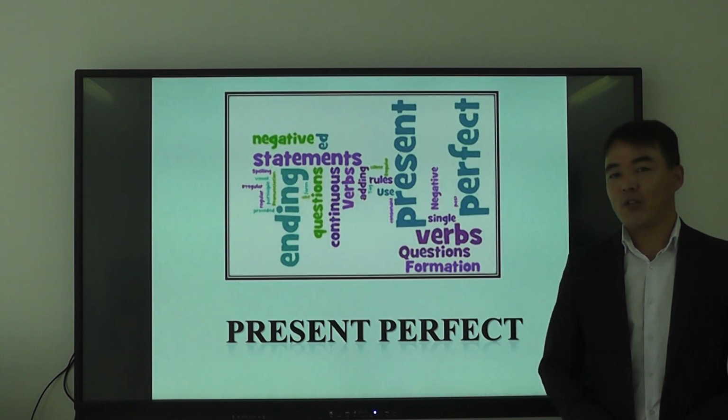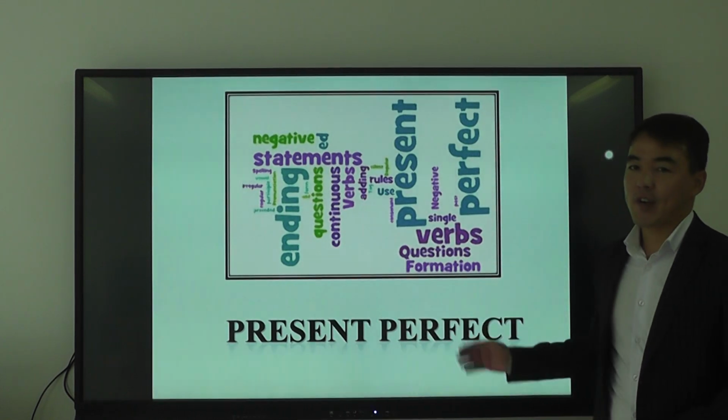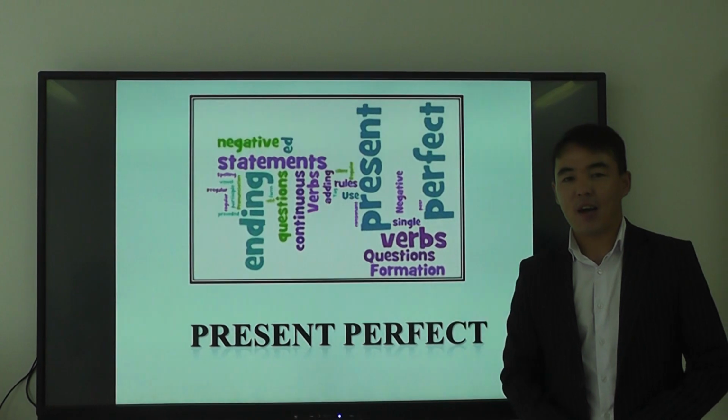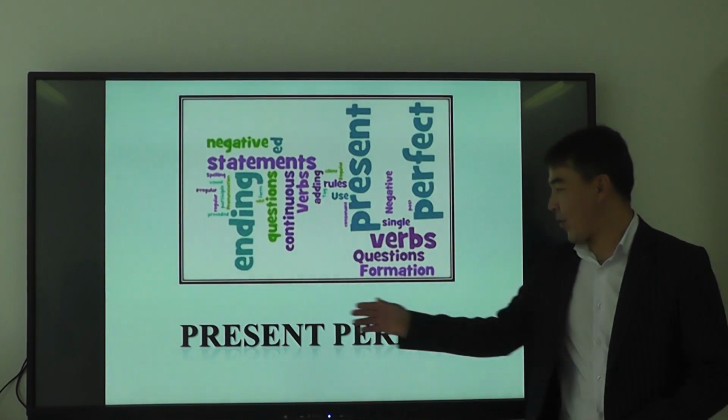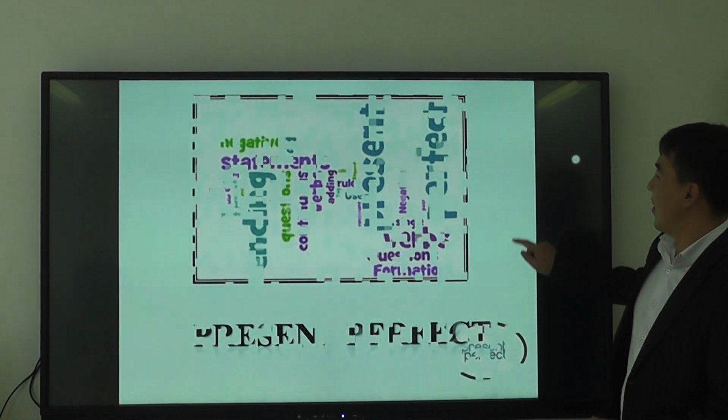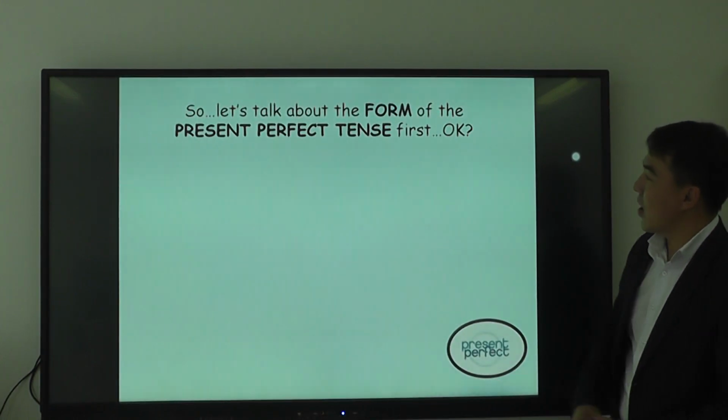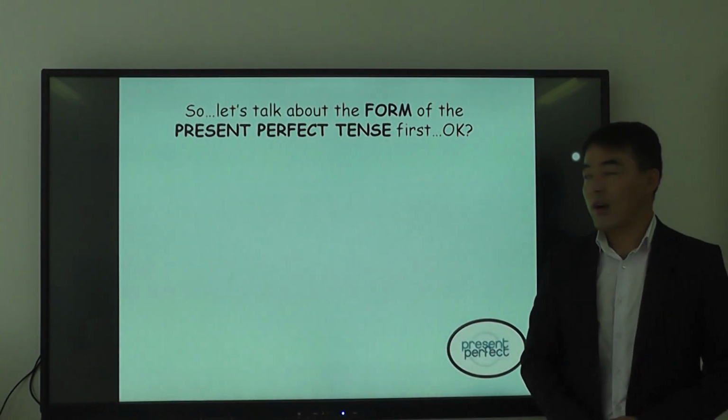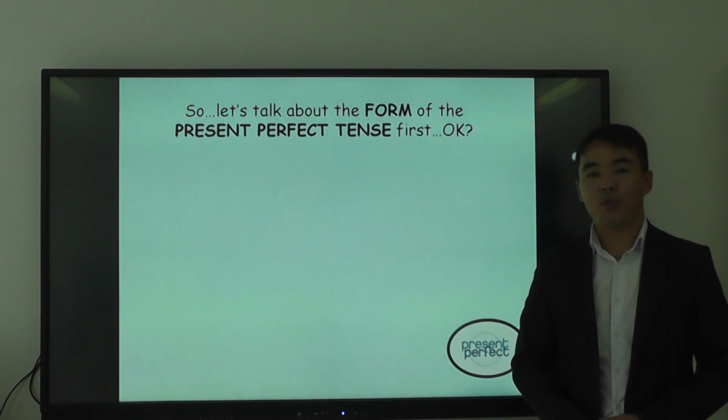So, today we are going to speak about the present perfect tense. And I'm going to explain about the present perfect tense. So, let's talk about the form of the present perfect tense.